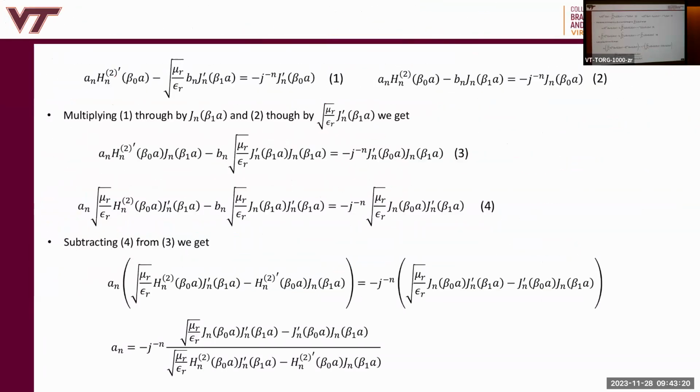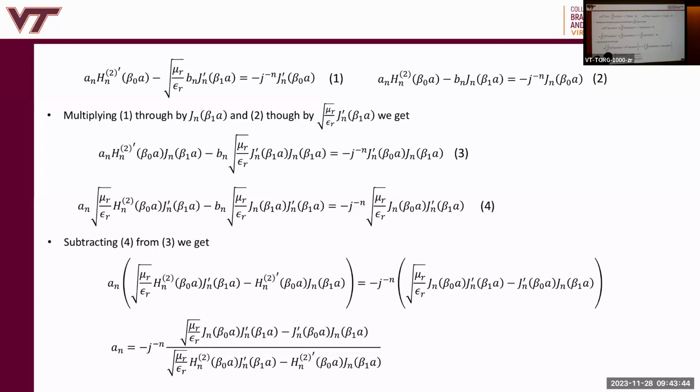We can solve for those coefficients. So I've repeated equations 1 and 2 here at the top of the slide. And if we multiply 1 through by Jn(beta 1 a) and 2 by the square root of mu r over epsilon r times Jn prime(beta 1 a), then we get the following expression. Why do we do that? Because we want to be able to subtract these two equations and solve for one set of coefficients, say An.